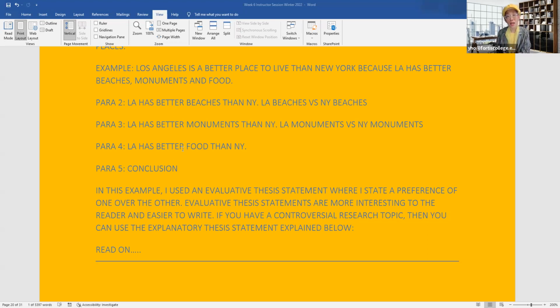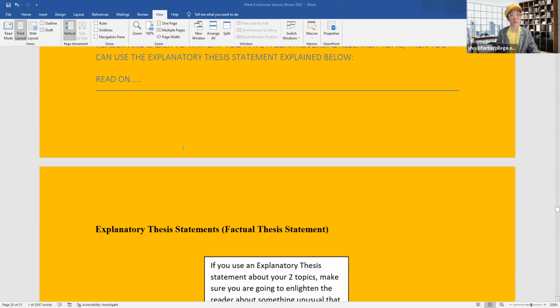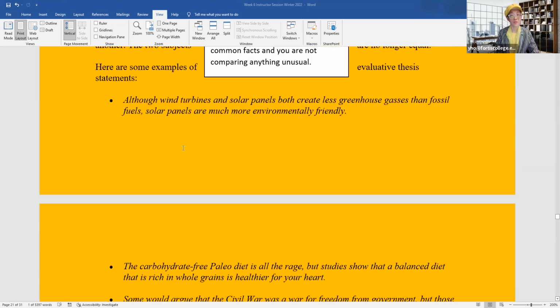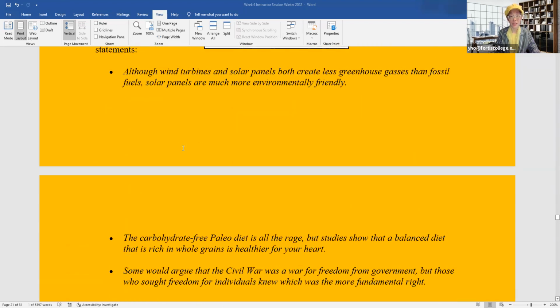And then the why is because LA has better beaches, monuments, and food. When you put the what and why together, you have an excellent thesis statement. That's how we do a thesis statement. And here I go over the difference between an explanatory thesis statement and an evaluative thesis statement.